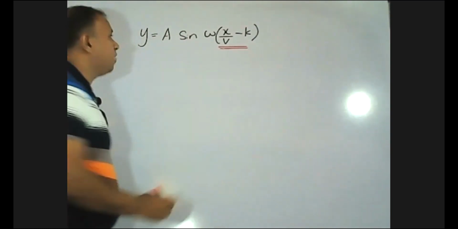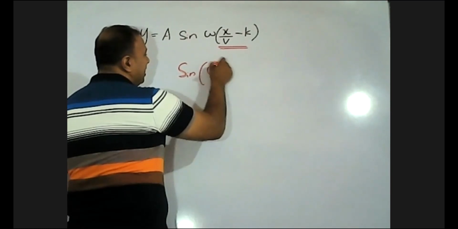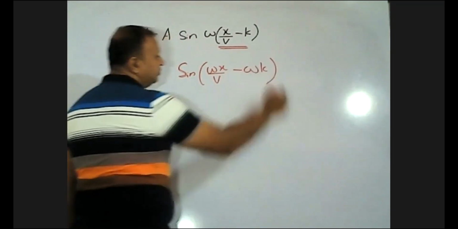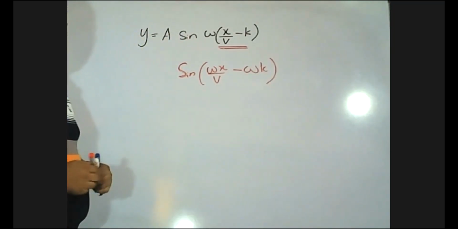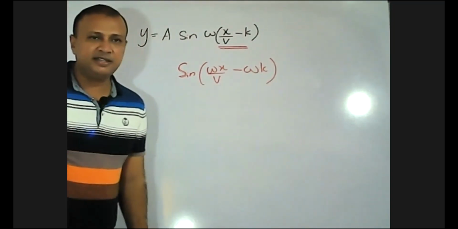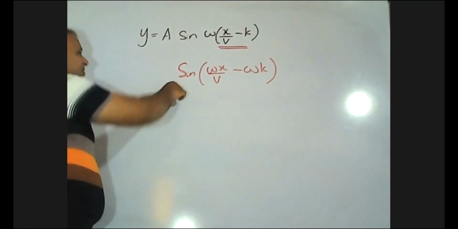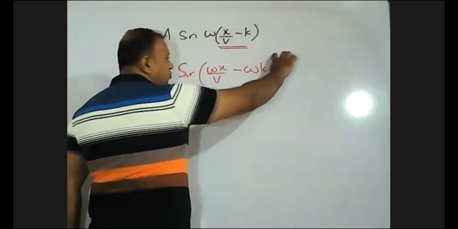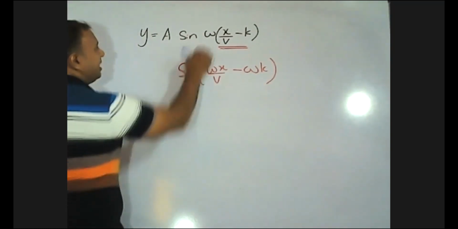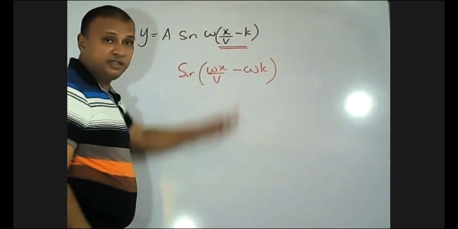If you expand this one, you will have sine of omega x over v minus omega k. Then definitely this is an angle, this is an angle. That is correct. Because within this trigonometric function, now this is the simplified format. But before that, this is not the only part within the trigonometric function.